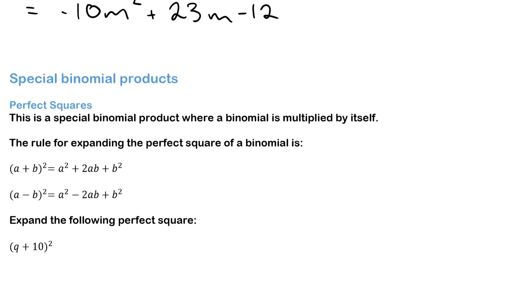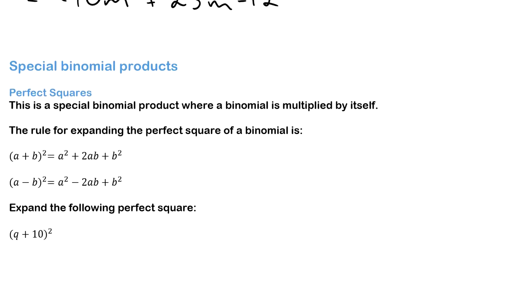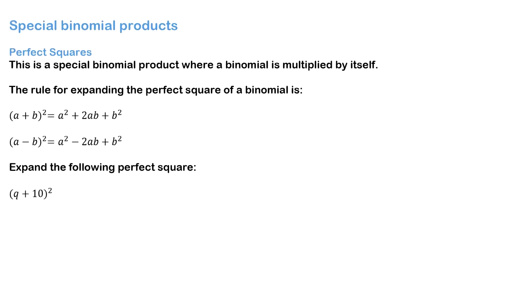So we do have some special binomial products. The first one we're going to look at is what we call the perfect square. So this is a special binomial product where the binomial is multiplied by itself. So there are certain rules to make this a little bit easier, and you can see the two rules on your screen there. So we're going to expand this first one.